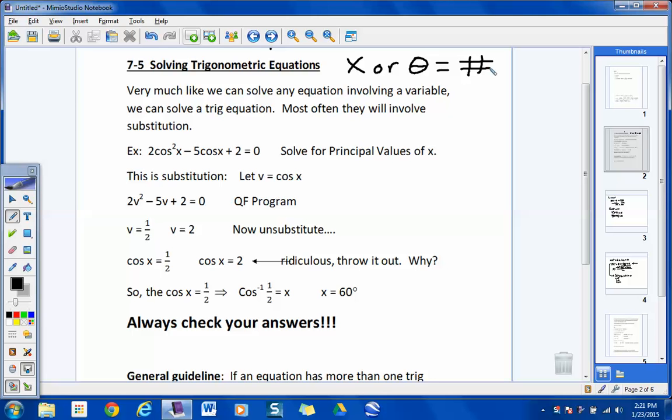I'm going to write the workout again, okay? But before I rewrite this, I want to read this about solving trig equations. It says very much like we can solve any equation involving a variable, we can also solve a trig equation. Most often they will involve substitution, okay? Typically where you have a trig function like cosine of x, or sine of x, or tangent of x, you are going to replace that trig function with a variable. That's going to be what we call the substitution, okay?